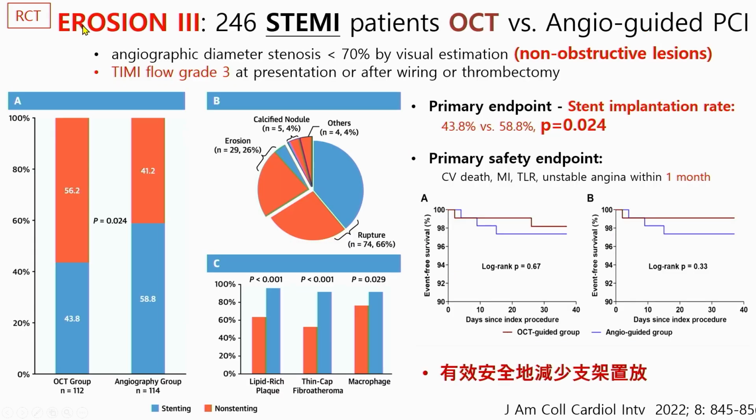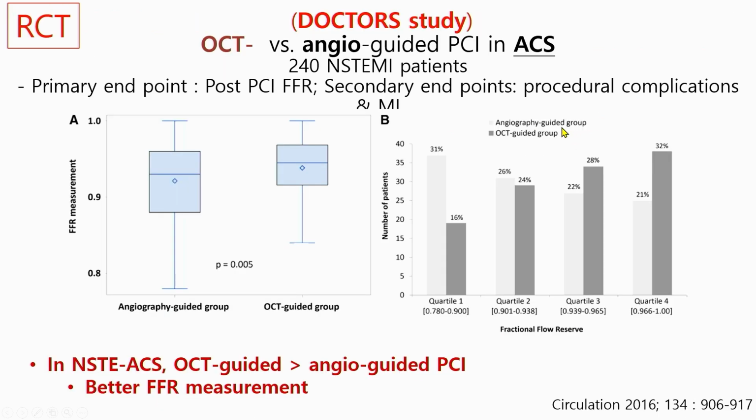And in the EROSION 3 study, they collected about 200 STEMI patients, using OCT compared with angio guide. In this study, we can see the stent implantation rate is reduced with OCT guide. So with OCT we can save and reduce stent implantation. Stent implantation is actually lower than with angio guide, so with OCT you can put in fewer stents than with angio guide.